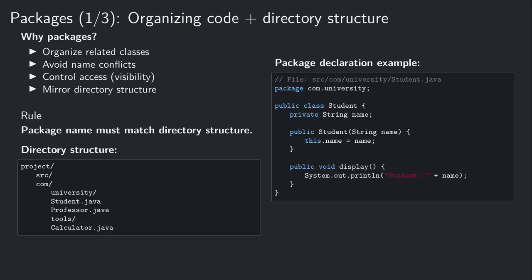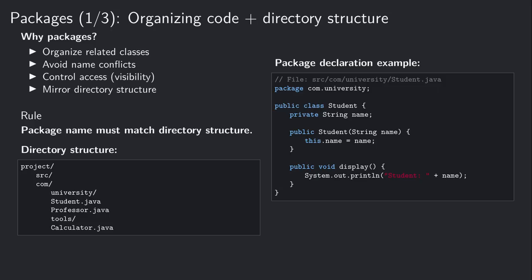The most important rule here is the one students break constantly. The package name must match the directory structure. If your file says package com.university, then it must live under ./com/university relative to the source root. That's why the directory tree shows project slash com slash university slash Student.java. Java is strict here because it uses package names as part of how it locates compiled classes.